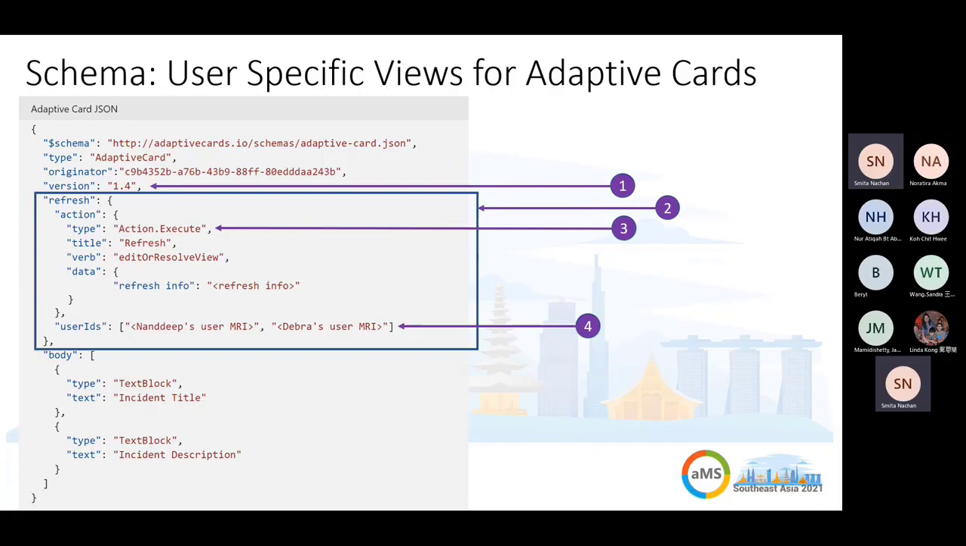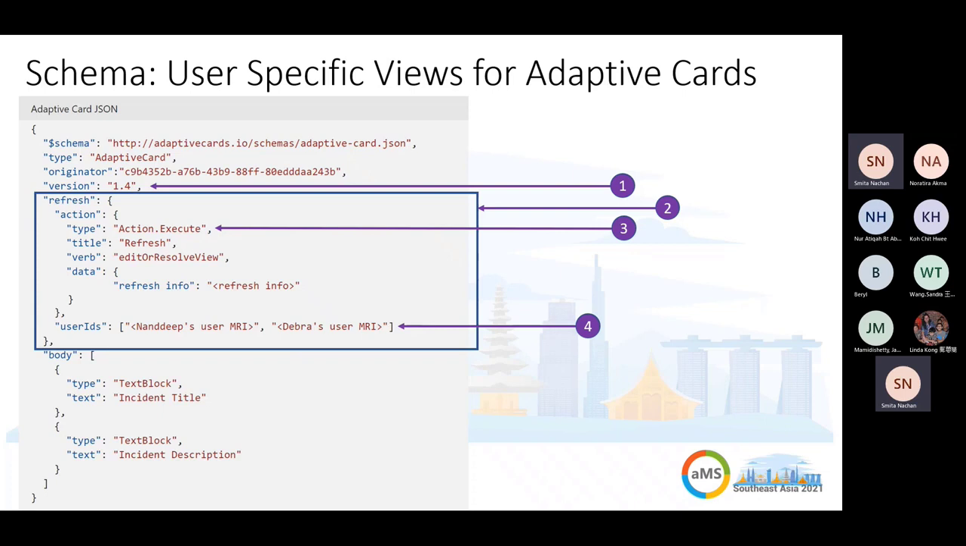And this refresh property embeds an action of type Action.Execute, which is here. Then it accepts something called user IDs, which is an array of the user IDs, specified as an MRI. We will see how we will be able to get those MRIs. What will happen is that for all of the users who are specified in this array, this particular adaptive card will be refreshed.